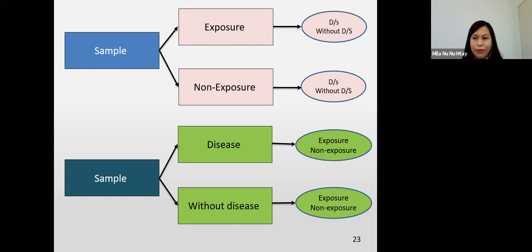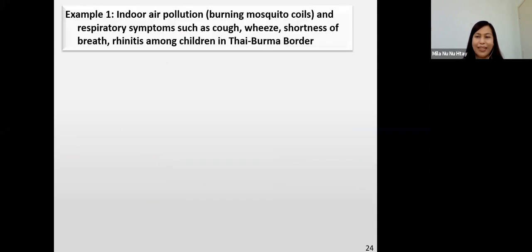So that is the difference between the descriptive cross-sectional study and the analytical cross-sectional study. Descriptive has no comparison group; in the analytical cross-sectional study, we try to compare the groups. Okay, so let me continue with a practical example.